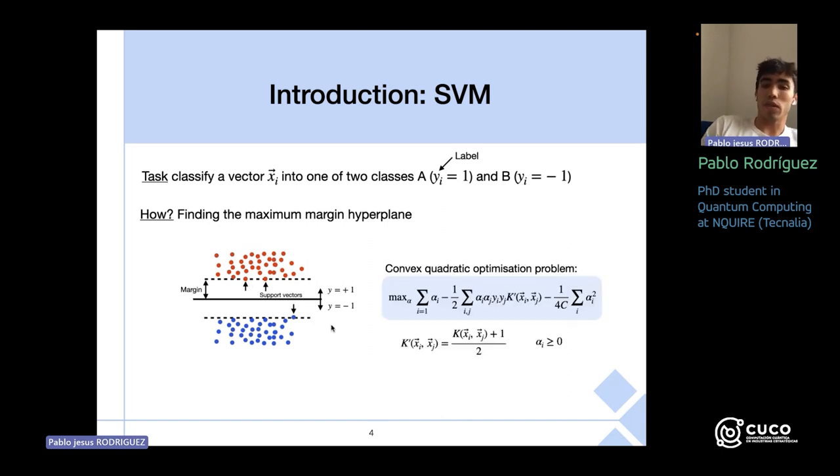This translates to a convex quadratic optimization problem. This is the form of the problem, and as it is a convex quadratic problem, we know it has one solution that can be found classically. This is the form of the Lagrangian that we need to maximize in order to find these alpha parameters, which are Lagrange multipliers, and once we find them, we are able to construct the hyperplane. Here we have this K, which is actually a matrix, the Gram matrix, as will be introduced later, but it gives a compact form of this expression. Notice that all these Lagrange multipliers need to be positive or equal to zero.